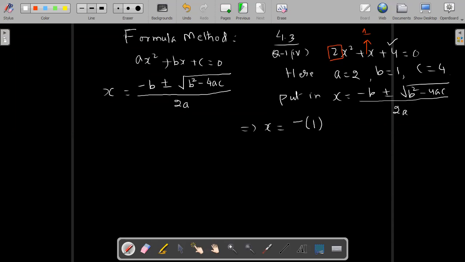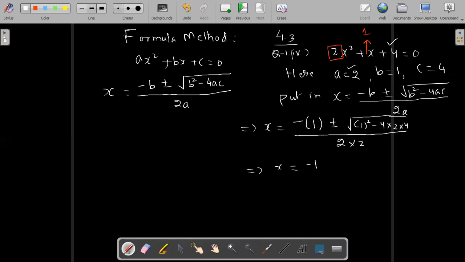Then put the value of b, that is 1 here, x = (-b ± √(b² - 4ac)) / 2a. B square, B is 1, so 1 squared minus 4 into a, a is 2, into c, c is 4. B square minus 4ac under the root divided by 2 into a, a is 2. Okay, just substitute the values and solve them.